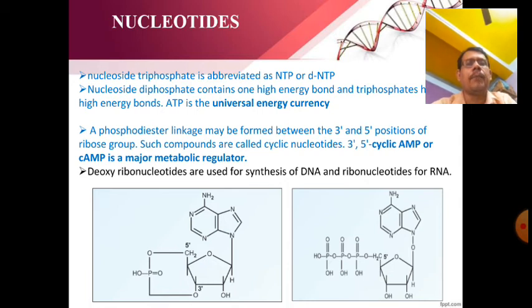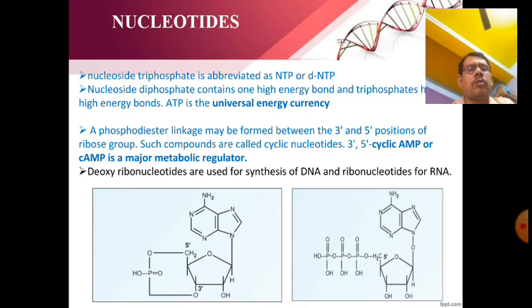On the cyclic AMP pathway, there are many hormones that can act on this. So the cyclic AMP structure, along with its chemistry, is well known. Other details will be covered in the near future. The deoxyribose is used for the synthesis of DNA, and the ribonucleotide is for the synthesis of RNA.